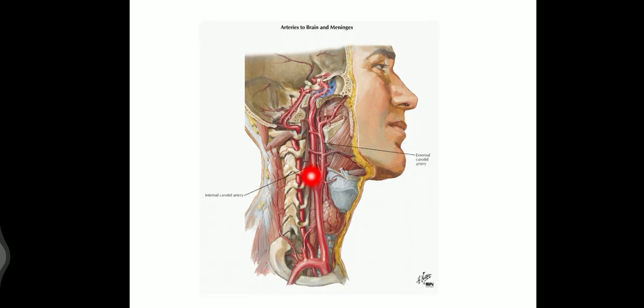So this one is the internal carotid artery. This one is the cervical part. This one is the petrous part. This one is the cavernous part. Then it supplies the eye. This is the whole course of the internal carotid artery.